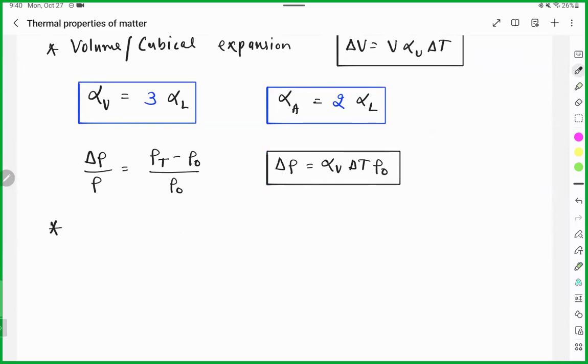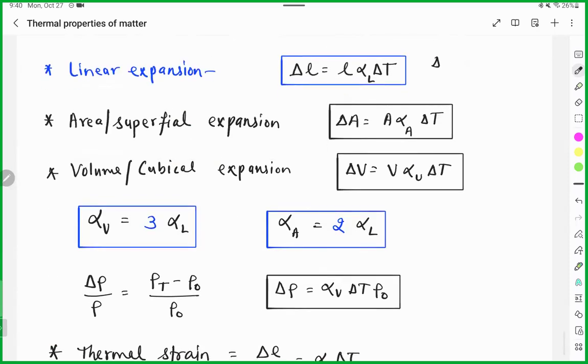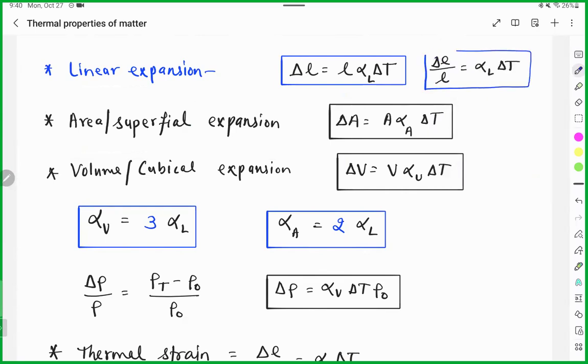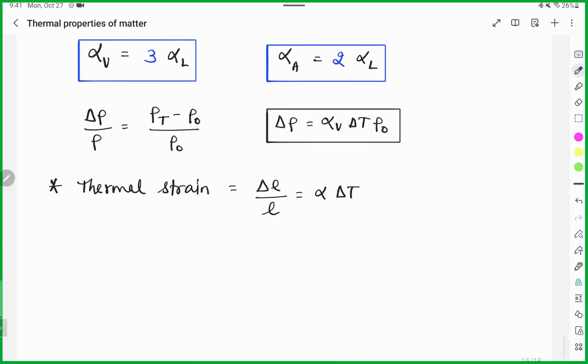Chandana, what will be the thermal strain? According to this formula, delta L by L will be equal to alpha L delta T. So delta L by L equals alpha L delta T, and the same thing is also known as thermal strain.